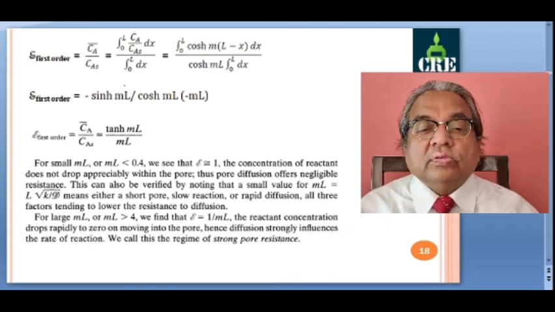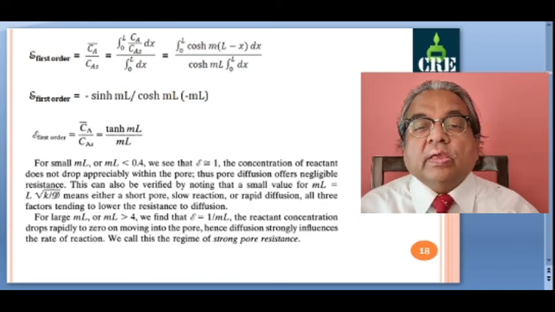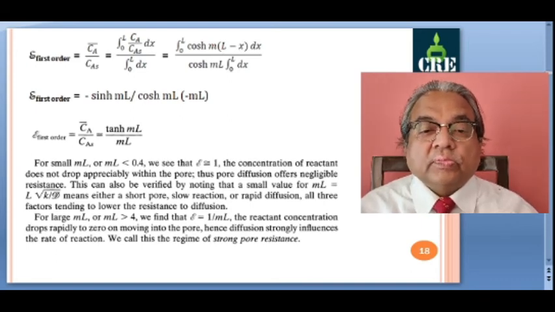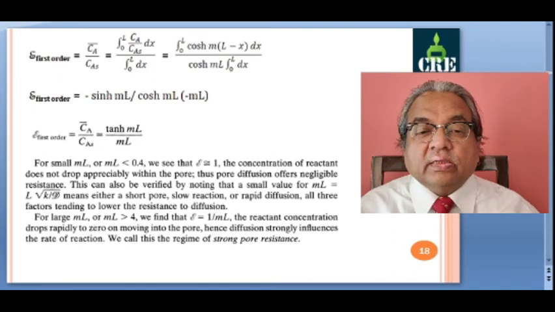So sine 0 is 0. So we have sine hyperbolic mL only, when x is equal to 0. Cos hyperbolic mL, this is constant, this is already there. So minus sine hyperbolic mL by cos hyperbolic mL. So this dx we have.